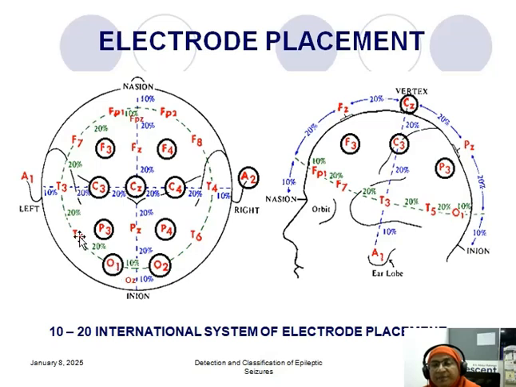From O1 20% T5, and from T3 to T5 you will have 20%. Or from T3 take 20%, fix T5. From T5 20% O1. Similarly T4 20% T6, from T6 20% O2. So O1 and O2 the distance will be 20%, and from O1 to OZ it will be 10%, O2 to OZ it will be 10%.